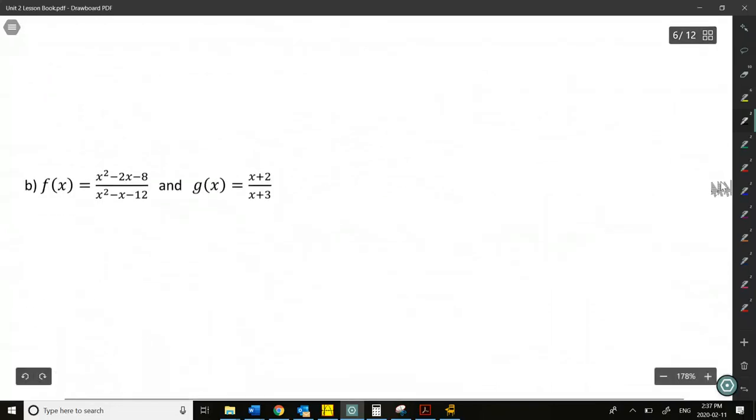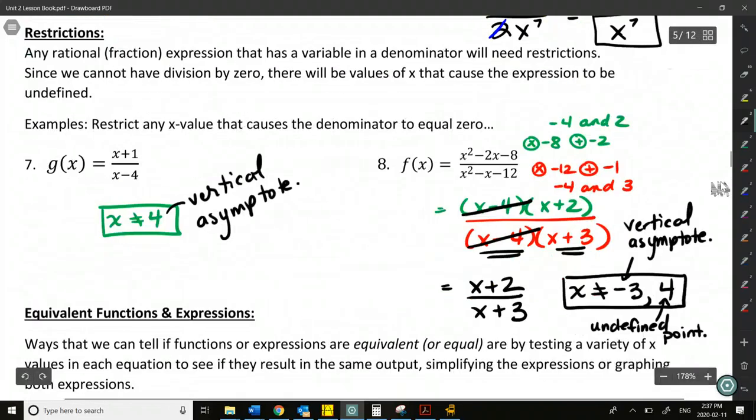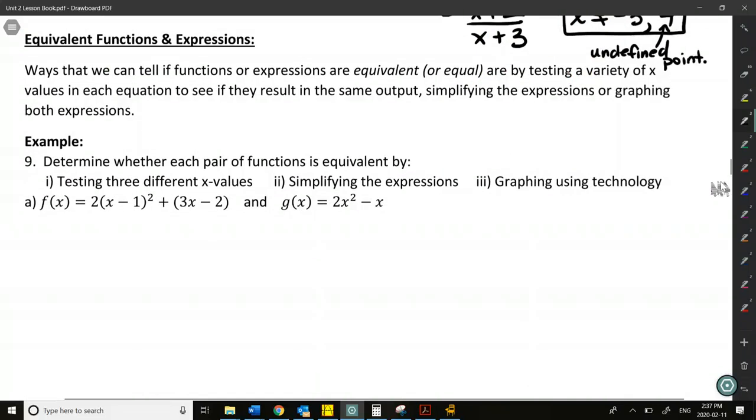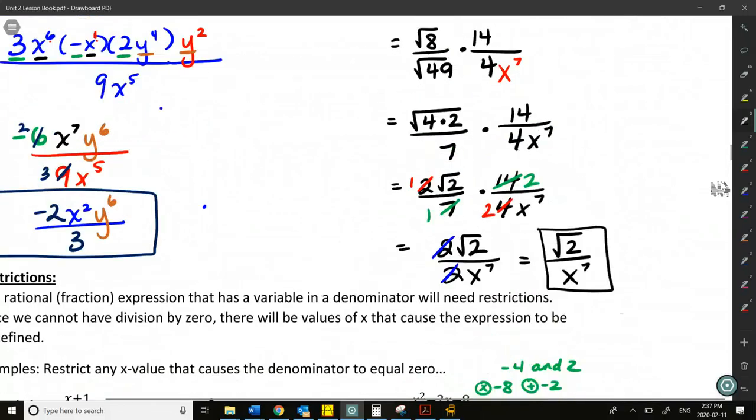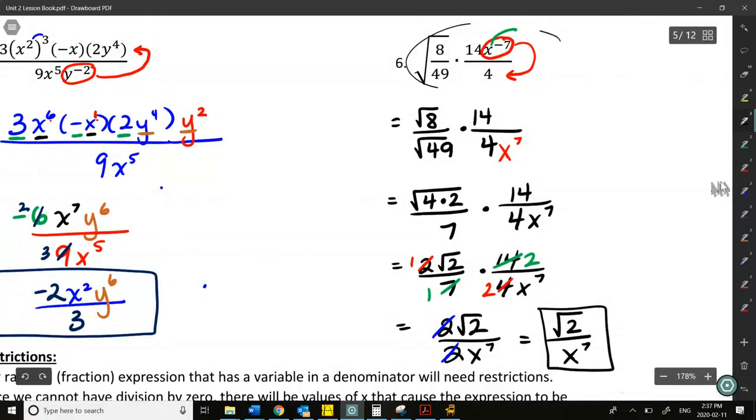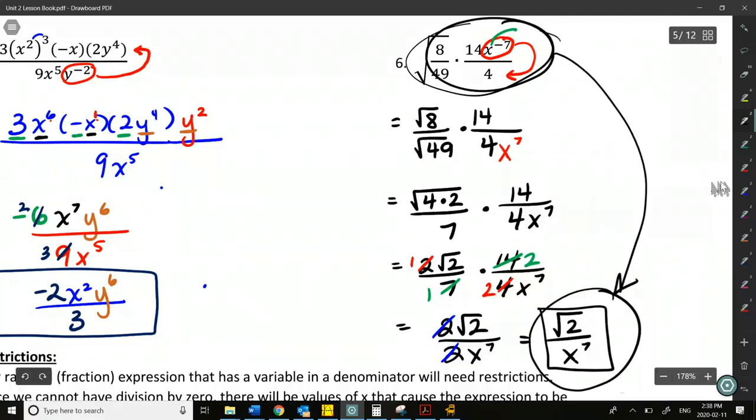Last little section here, we're going to take a look at equivalent expressions. Sorry for the scrolling. Equivalent functions and expressions. There's a couple ways that we can tell if two expressions are equivalent, or equal to one another, the same expression. I talked about that up here. So one of the ways that we can tell if this expression is in fact equal to this expression, what did I suggest you do? Sub what in? Sub in the same number and check, right?